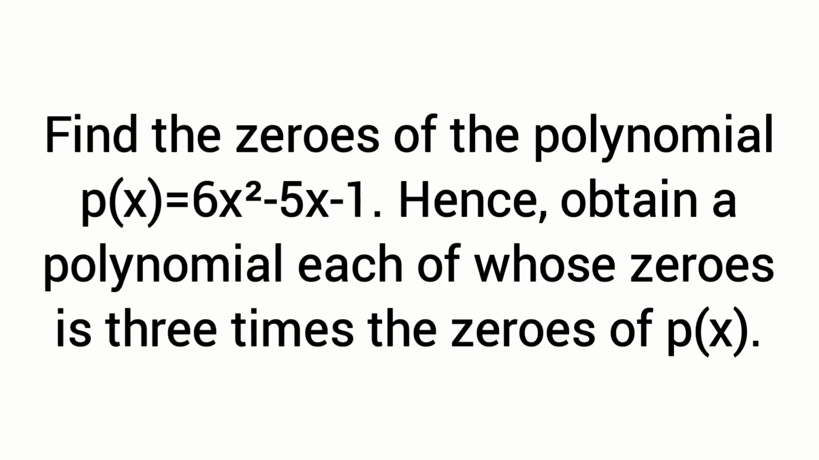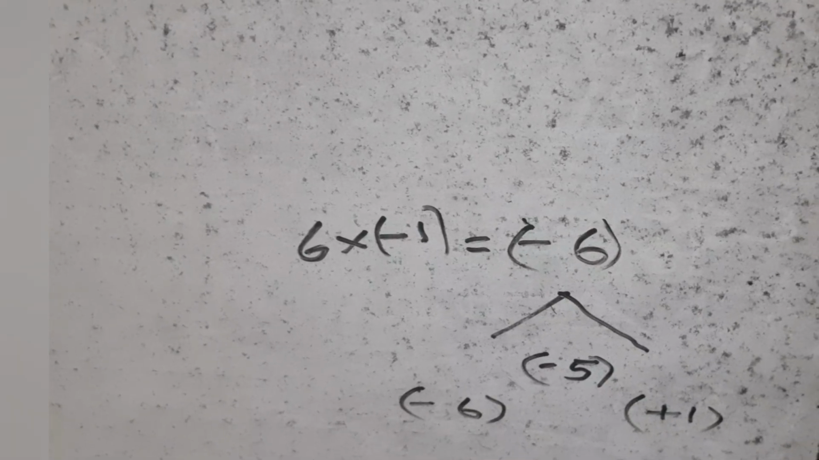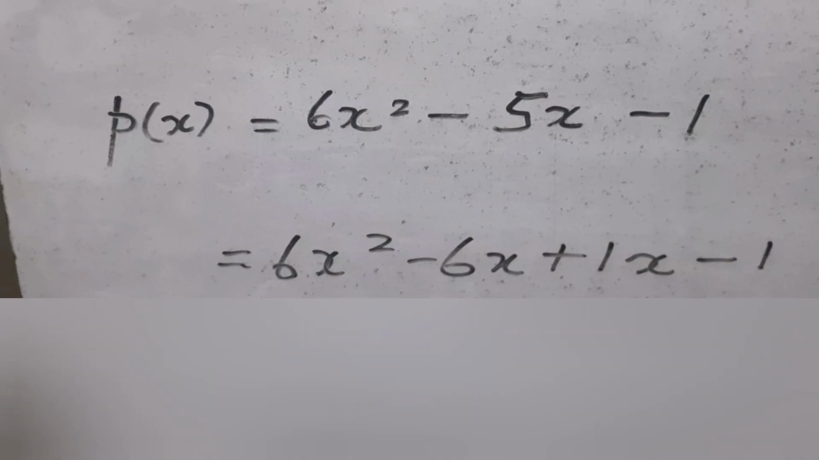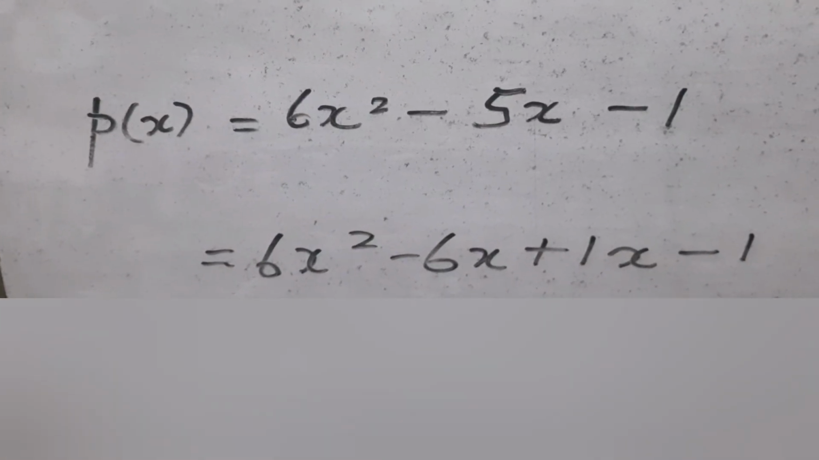To find the zeros of p of x, we factorize p of x by splitting the middle term. We require two numbers whose product is 6 into minus 1, that is minus 6, and sum is minus 5. The numbers are minus 6 and 1. So we split the middle term, minus 5x, as minus 6x plus 1x.